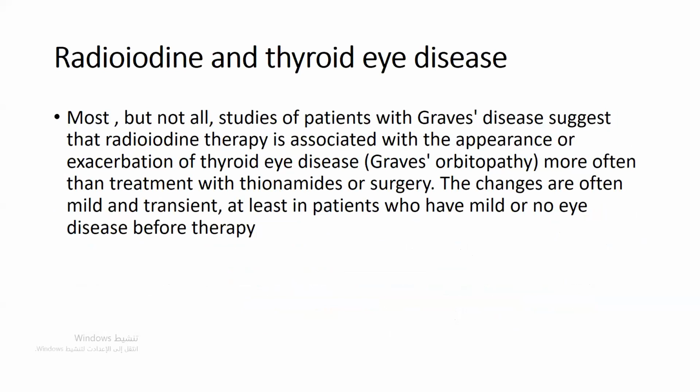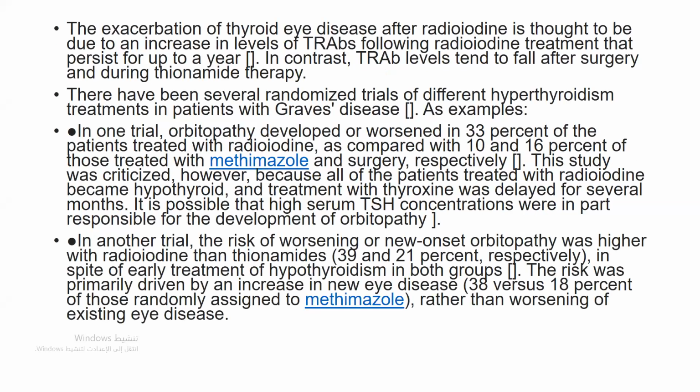Radioiodine and thyroid eye disease. Most but not all studies of patients with Graves' disease suggest that radioiodine therapy is associated with appearance or exacerbation of thyroid eye disease more often than treatment with thionamide or surgery. These changes are often mild and transient, at least in patients who have mild or no eye disease before therapy. The exacerbation of thyroid eye disease after radioiodine is thought to be due to an increase in the level of antibodies following radioiodine treatment that persists for up to 1 year. In contrast, antibody levels tend to fall after surgery and during thionamide therapy.